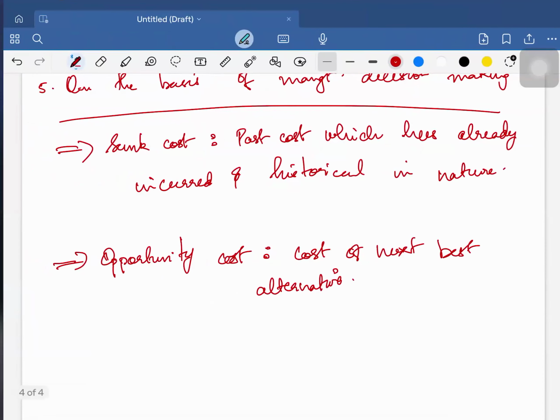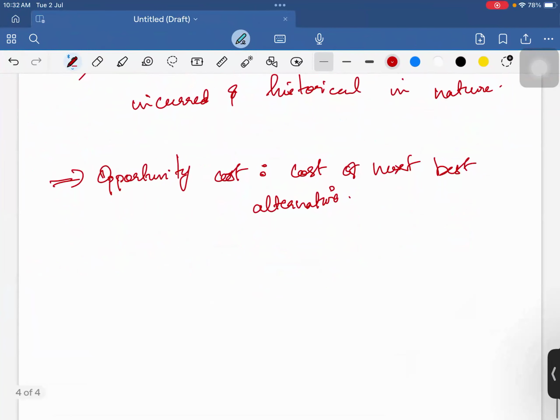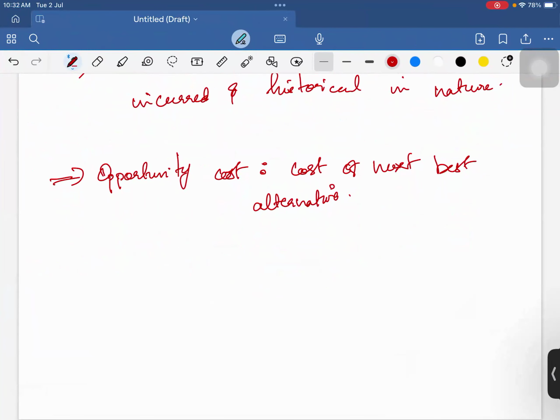So when you choose something over another, you're going to have to lose something in return, right? So that is the opportunity cost. Understood? Next is imputed or notional cost. This is not actually cost per se, but if you have depreciation or a time value of money involved in the cost, then that is called imputed or notional cost.